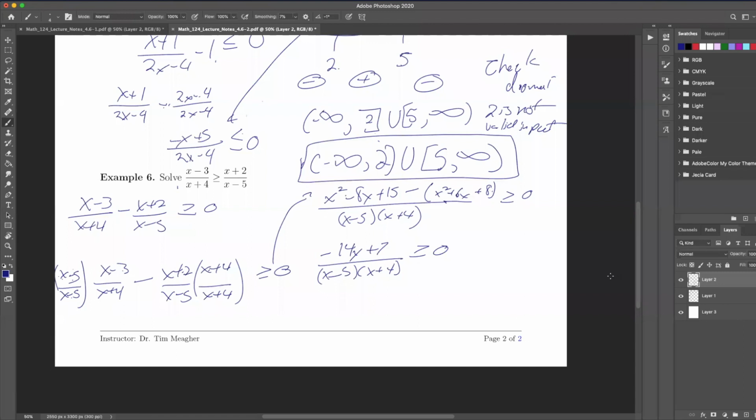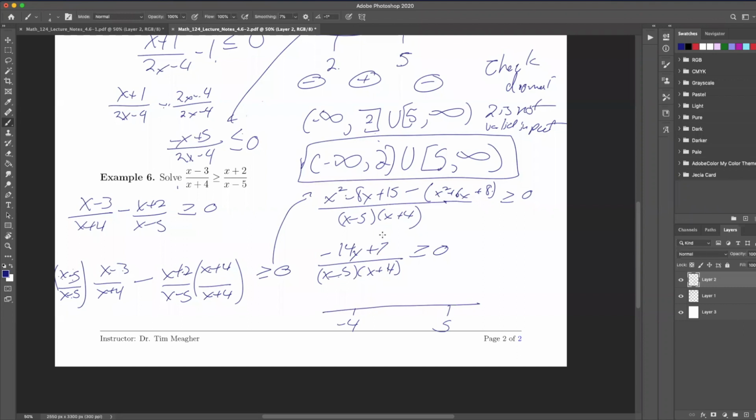Now we can finish our problem. What are the zeros for the bottom? Well, the zeros for the bottom are 5 and minus 4. So minus 4 makes this 0, and 5 makes this 0. What makes the top 0?